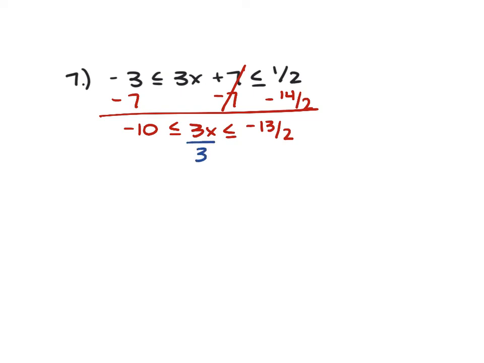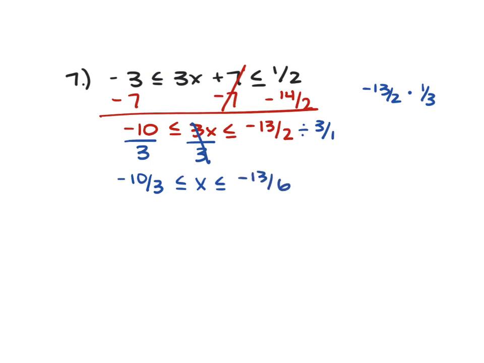We then divide each side by the 3. Now when I write this, I'm going to write it as a fraction divided by 3/1 on that right side, so that way I remind myself: keep, change, flip. Those 3's cancel. We're going to have -10/3 is less than or equal to x, which is less than or equal to. That -13/2 stays, times 1/3 becomes -13/6. Now, I'm going to rewrite this so that I have like denominators, just to give myself an easier way of looking at this.